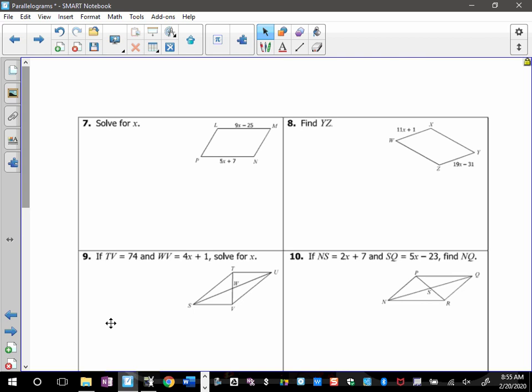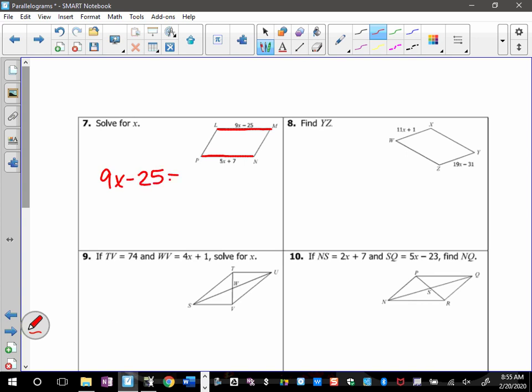This page is going to be a little more straightforward. Really, you just have to think, are they equal or do they add to something? For number 7, okay, well, they're opposite sides. Sides never add to anything at all, so all I can do is set them equal. If I subtract 5x, I'll have 4x minus 25 equals 7. Add 25, I have 4x equals 32. Divide, and you have 8. So X is 8. We're good.